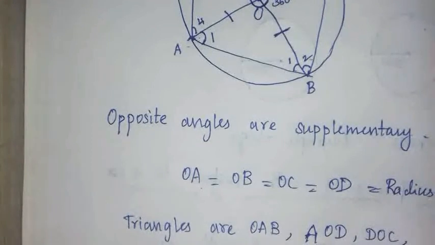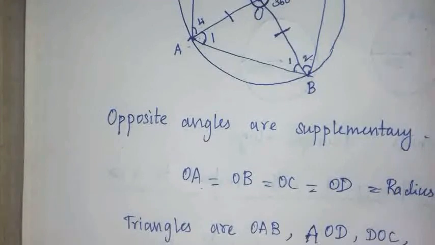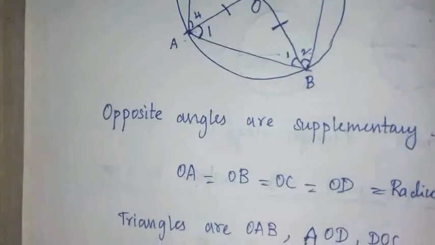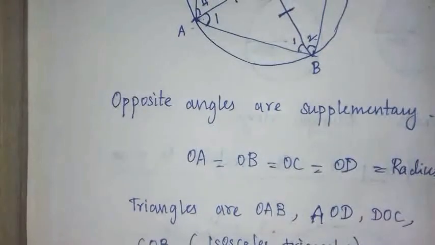To find that, what is the meaning of supplementary? Supplementary means it should be 180 degrees. Okay, that is the meaning of supplementary. Now let's start the proof.